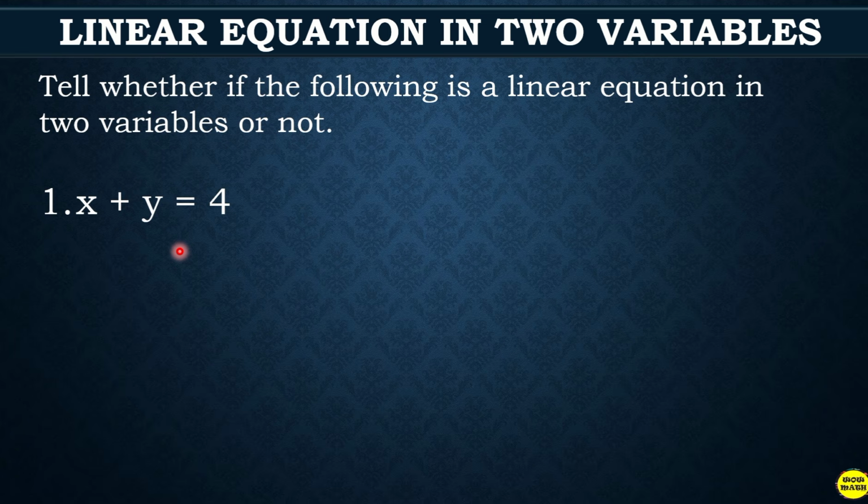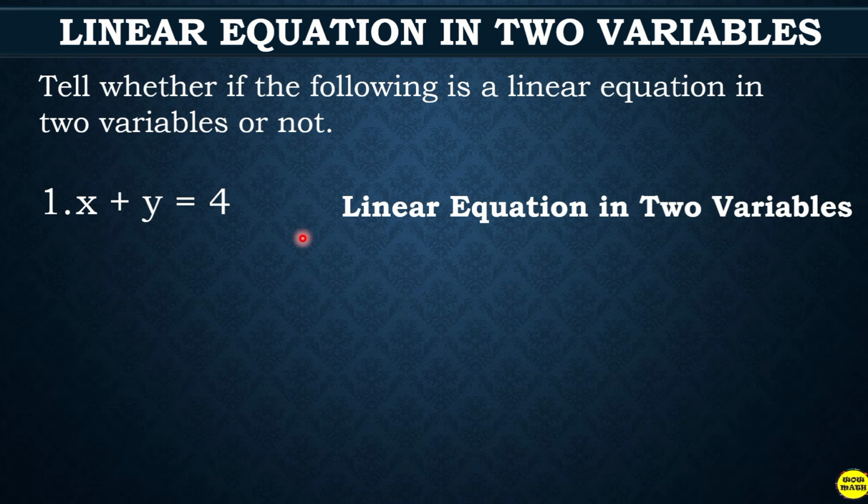Tell whether the following is a linear equation in two variables or not. So I have here x plus y equals 4. Is this a linear equation in two variables or not? So look at the given. I have two variables. Now the highest degree is 1. So therefore, this is a linear equation in two variables.